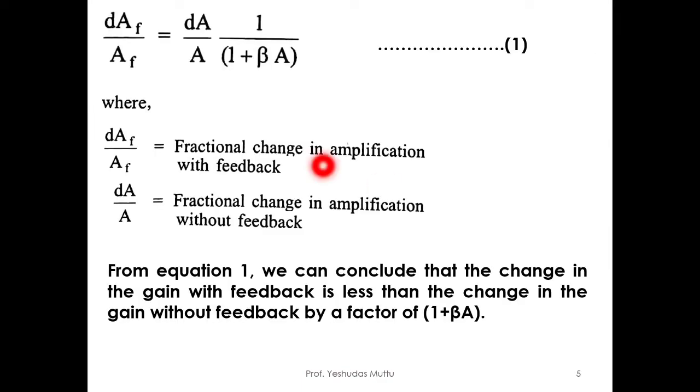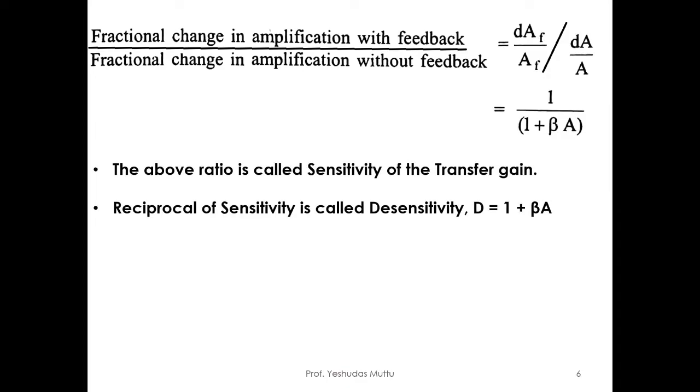Again, the same thing I have written over here. What I have done in the next slide is that dAF by AF, this is multiplied on this side, so on the other side, if I take, it will be divided. So over here you can see it is dAF by AF upon dA by A, which is nothing but 1 upon 1 plus beta A. Now this above ratio is known as sensitivity of transfer gain.